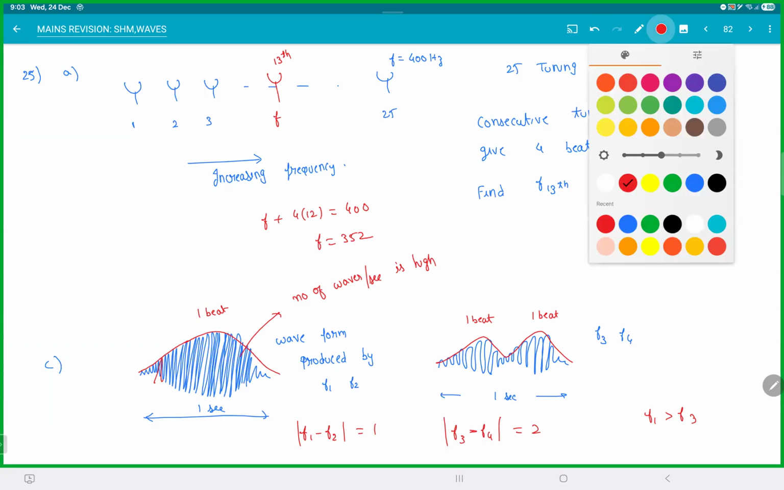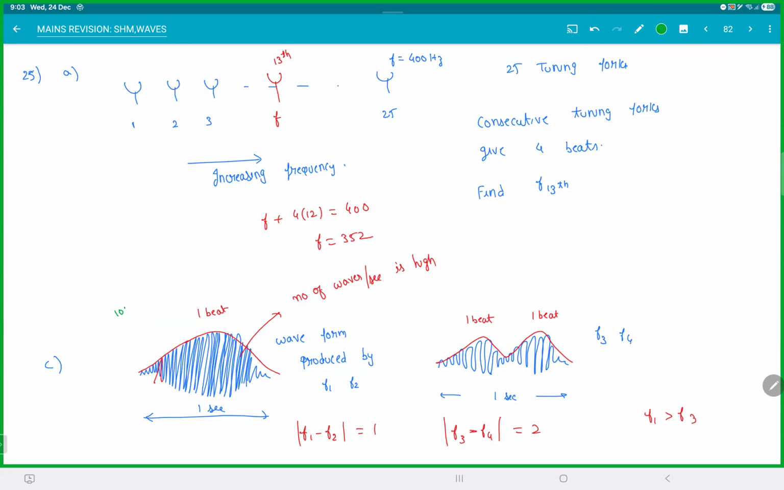If I have to give an example, maybe this is created by 1000 hertz and 999 hertz. Maybe this is created by 200 hertz and 202 hertz. You're getting it? The difference is 2, but it is a low frequency wave. Here, these are high frequency waves. So that is how you see. If these waves are closely packed, it means you have more waves per second, isn't it?